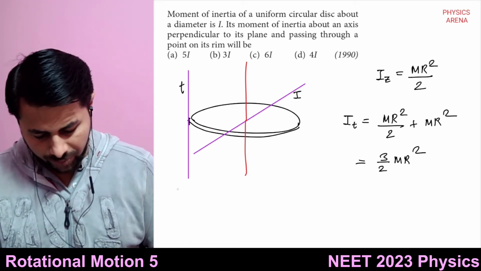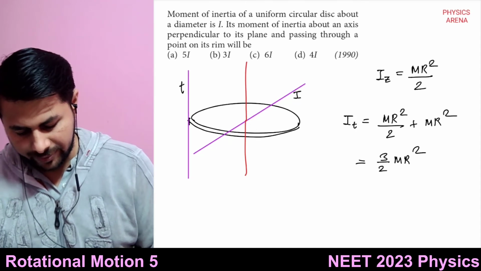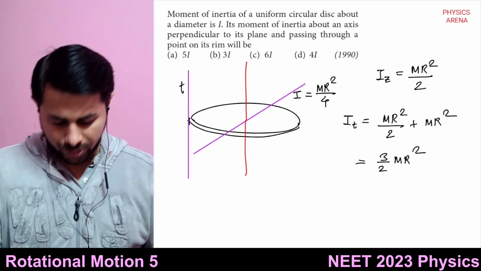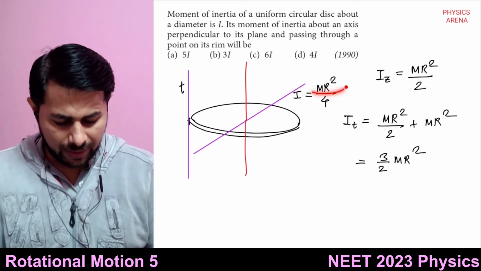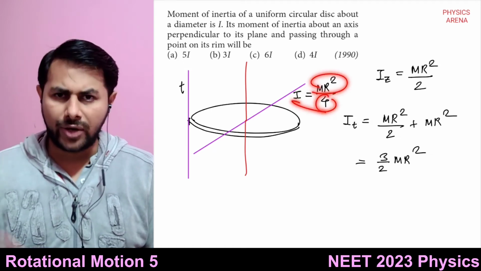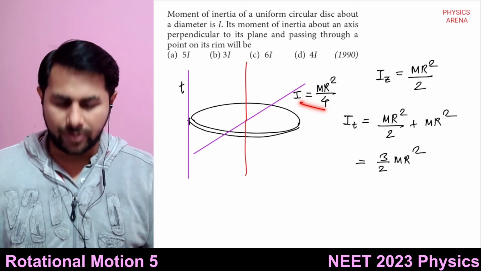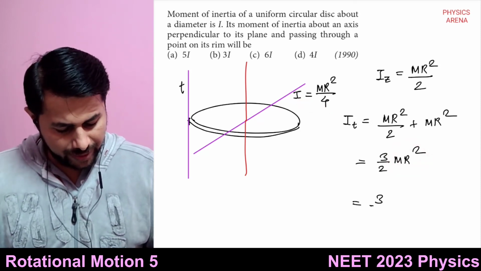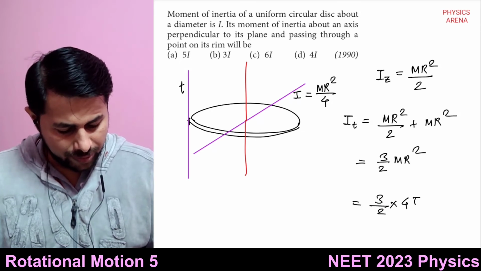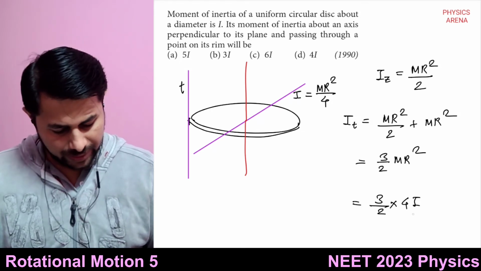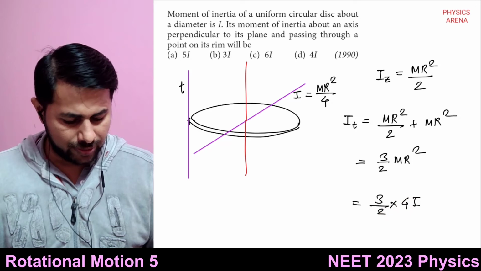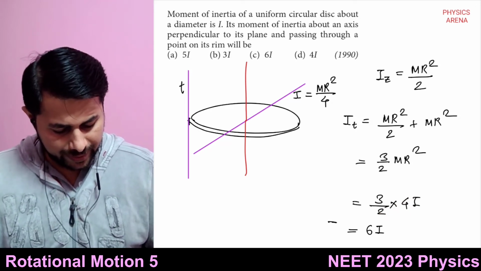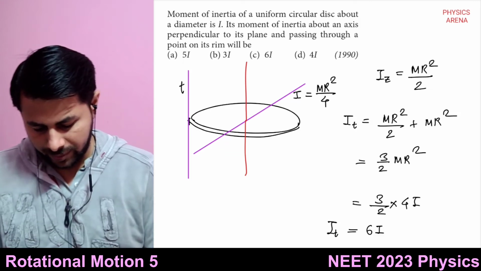Okay, and how much is this I? So I is equal to mr square divided by 4. So we can substitute that. So mr square is equal to, you can say 4i, if you take that 4 on the other side. So we can substitute that here. So it is 3 by 2 multiplied by 4 times I. So that is 4 by 2 is 2. 2 times 3 is 6. So 6i is the answer.